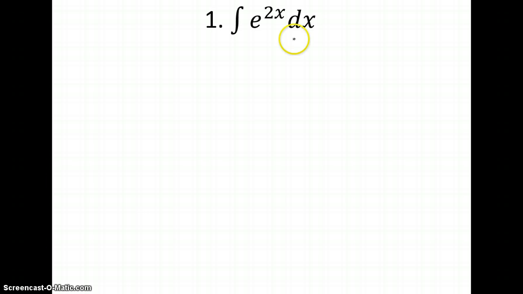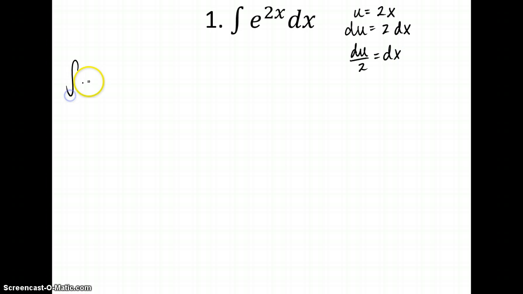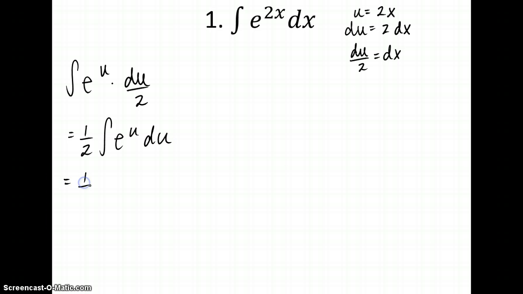e raised to the 2x power. So start with an easy one. We're going to pick our u as the entire exponent. So u would be 2x, du would be 2 dx. Solving that equation for dx, I have e to the u power times du over 2. Bring the 1/2 out front. And then the antiderivative of e to the u is just itself. The only thing you have to make sure you're doing is replacing that u to be in terms of x again, plus c because it's an indefinite integral.